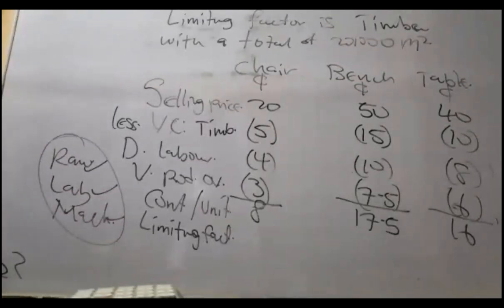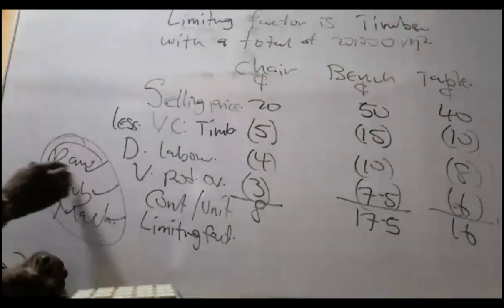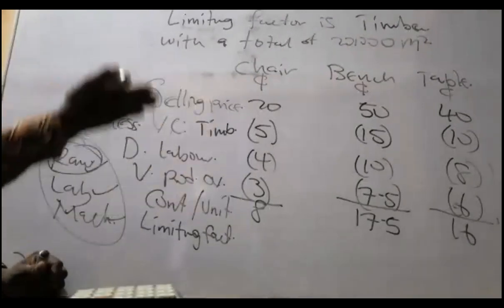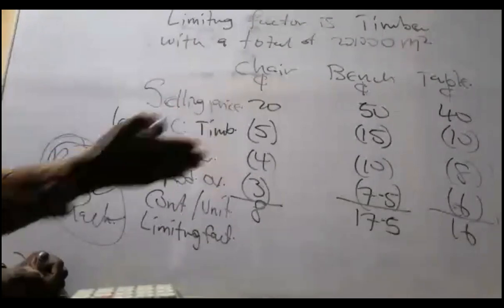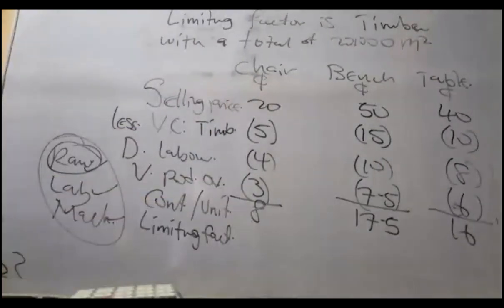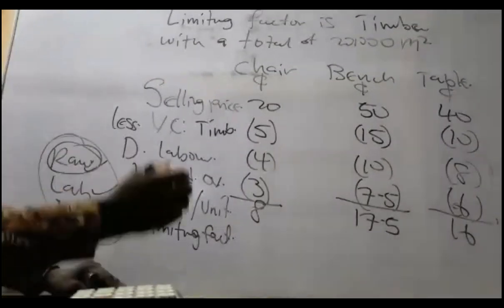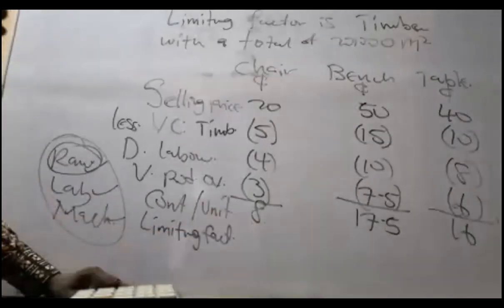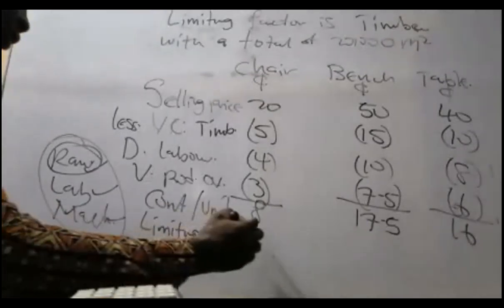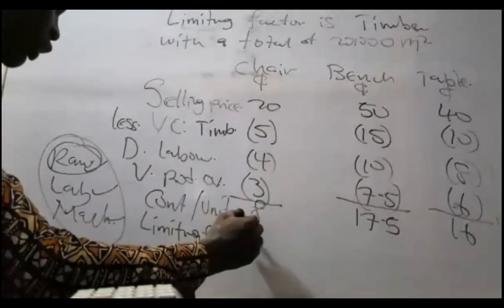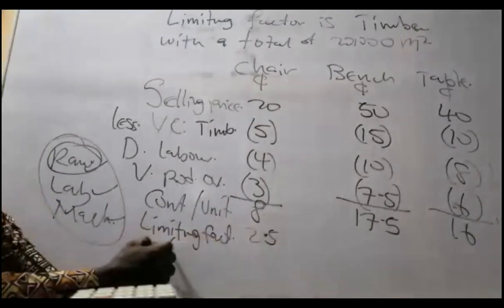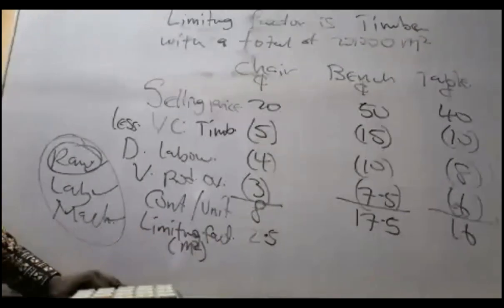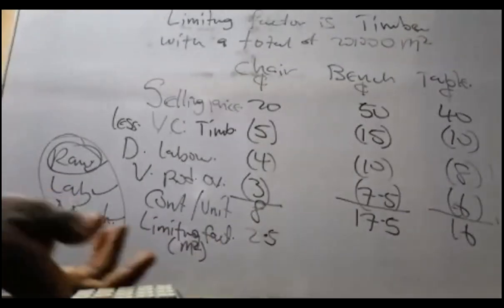Good. Sales unit can also be a limiting factor. So here they are using timber, which is a material, to produce chair, bench, and table. Good. So let's look for the raw material requirement per unit. So here we divide the 5 Ghana cedi by 2, and we arrive at 2.5. This is in square meters. Good. So that is it.